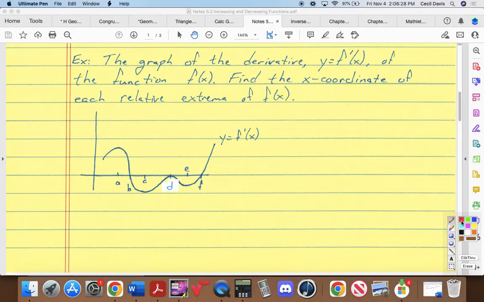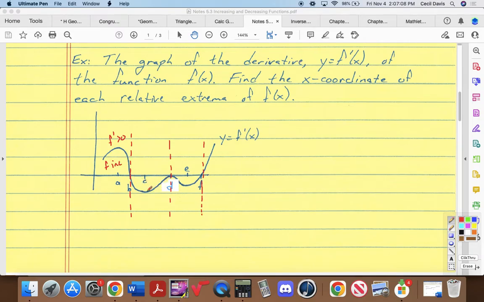Well, if we look at this, I'm going to divide this up here and here and here. Why am I dividing it up at those places? Because those are critical points of f, because f prime is equal to 0. Those are potential turning places. So in this region, f prime is positive, which tells you what about f? It's increasing.